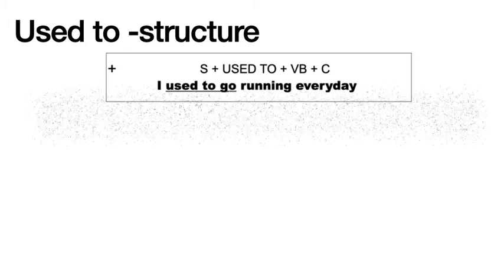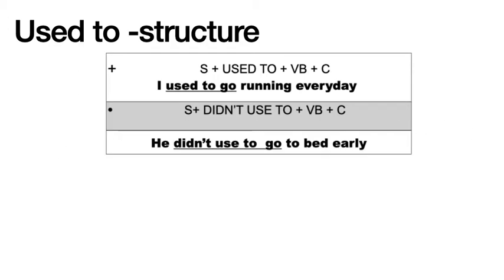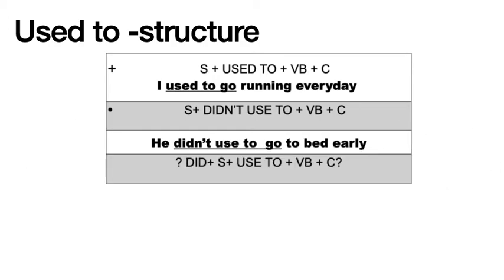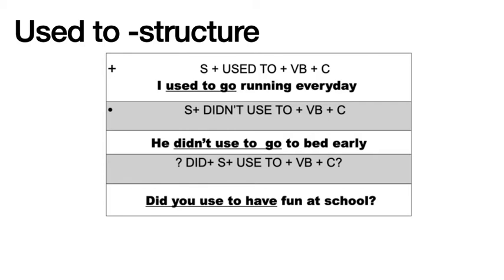So as a past simple, in the negative form, you will use the auxiliary didn't, and no longer need the d in used to, because did already tells you that this is a past. For example, he didn't use to go to bed early. The same happens with the interrogative. With the auxiliary did, you no longer use the d. Did you use to have fun at school?